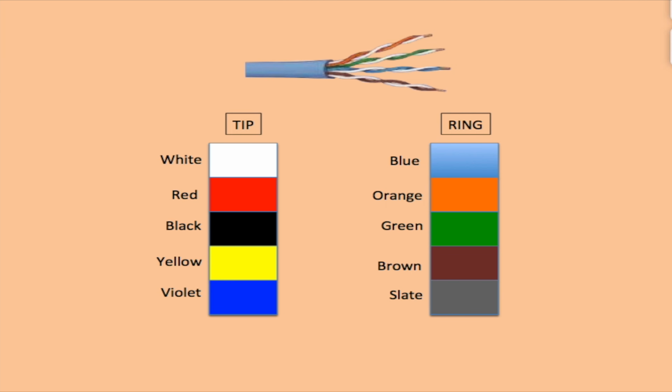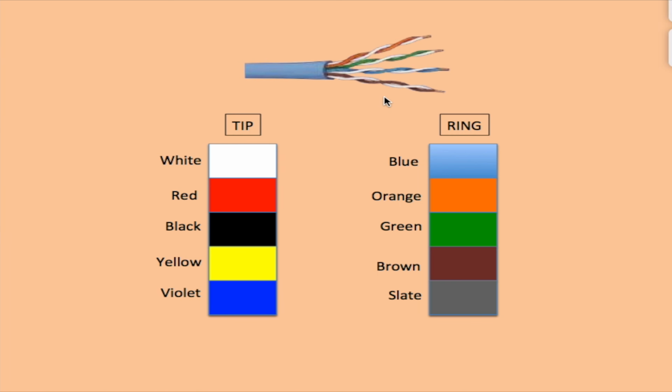In each pair, one wire is called the tip and the other is called the ring. Now the tip side is represented by 5 colors: white, red, black, yellow, and violet. And the ring side is represented by blue, orange, green, brown, and slate.